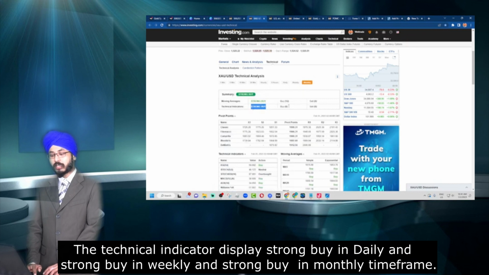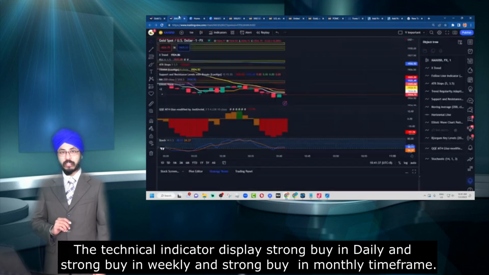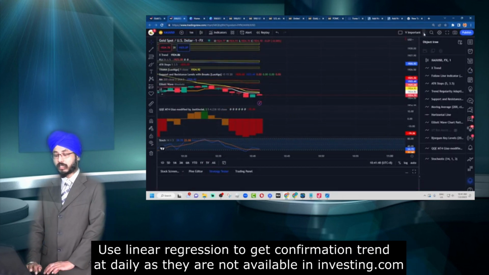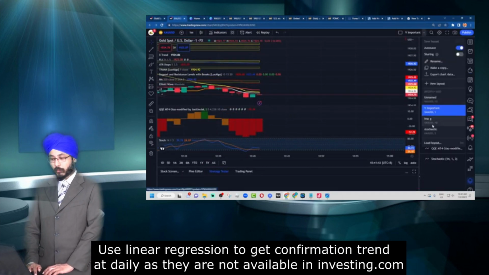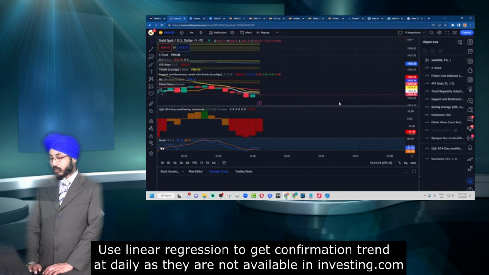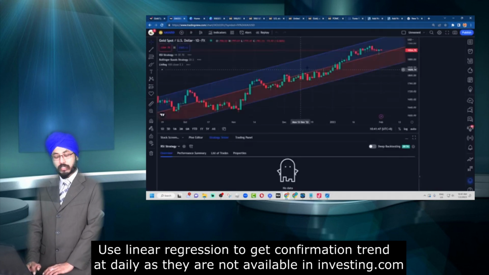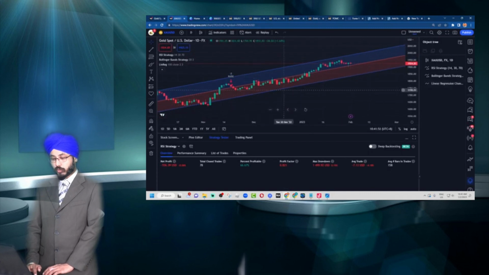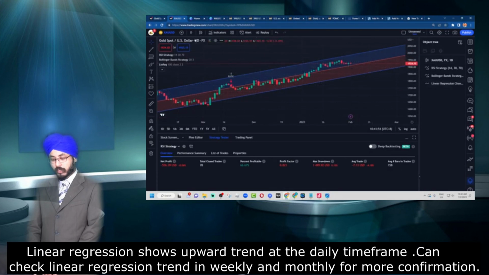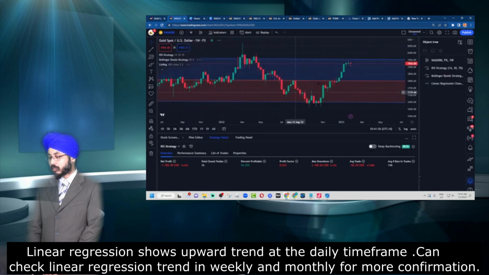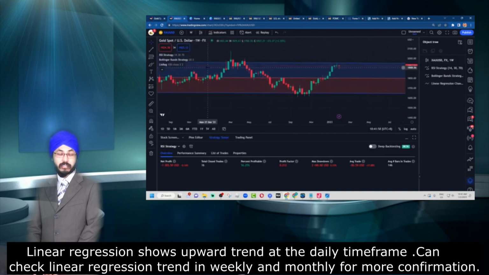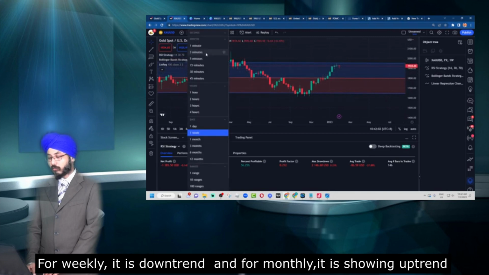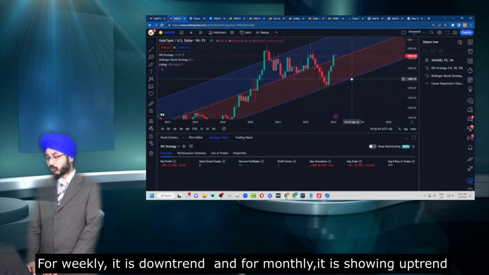We can use another indicator, known as the linear regression, to add one more indicator to all the indicators we have seen in investing.com. This indicator would tell us the trend. As we can see at the daily, we are more towards the uptrend. If we move forward with our weekly, it is more towards sideways or a slight downtrend. And if we move forward with our monthly, it is more towards an uptrend as well.